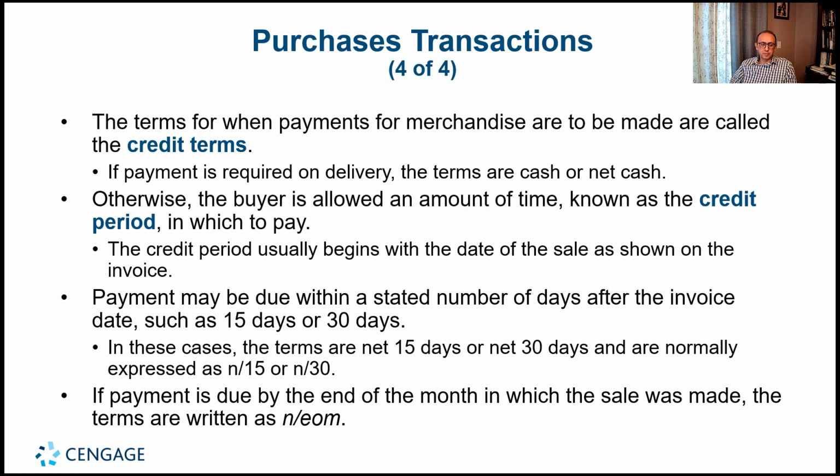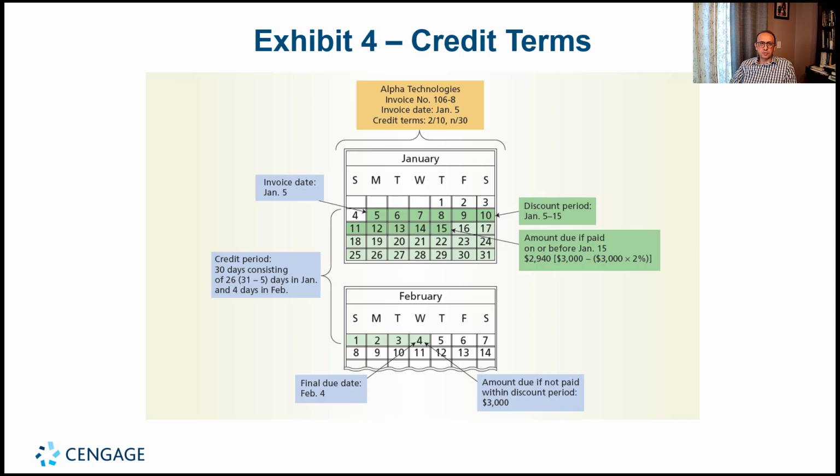for the accounts payable. If payment is due by the end of the month in which the sale was made, we use the term EOM. So N/EOM, which stands for end of the month. So let's see on a calendar how this would look. So the date of the invoice was January 5th. We have 10 days to receive the discount.